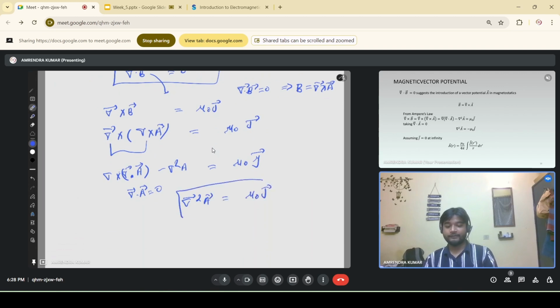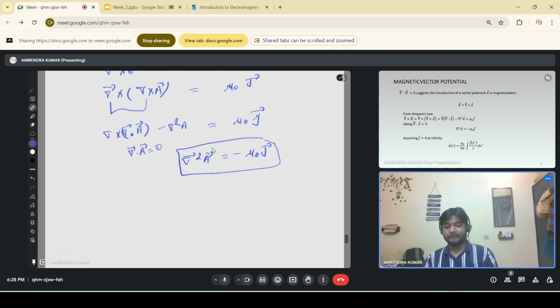Now if you notice the minus sign, it's very similar to del square V equal to minus rho upon epsilon naught. So this is actually a Poisson equation that we have learned. So this is in magnetic field, the magnetostatic counterpart of electrostatic.